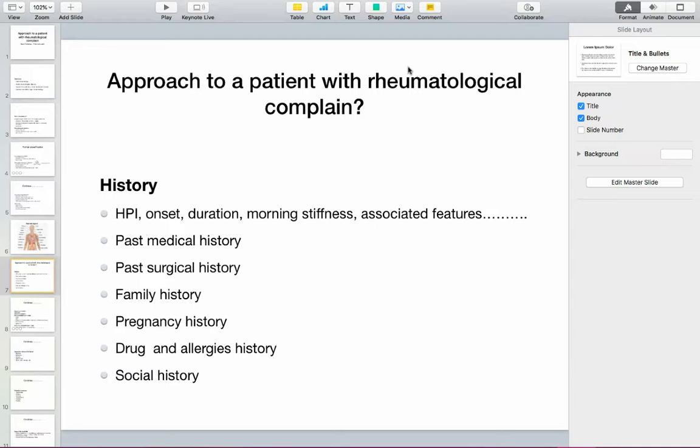With regard to pregnancy history, I'll tell you a true story about a patient who had problems in the past with recurrent miscarriages, and she never told anyone about this issue.